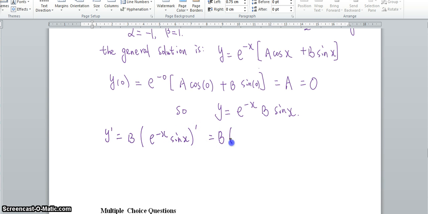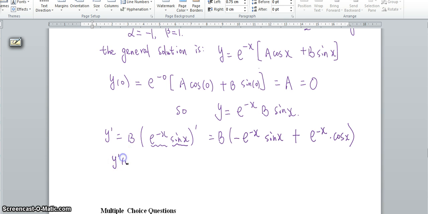Now we're going to use the product rule. So I have two terms, u and v. When we look for the derivative of a product, we have u prime v plus u v prime. So e to the power negative x times cosine x. This will be y prime.